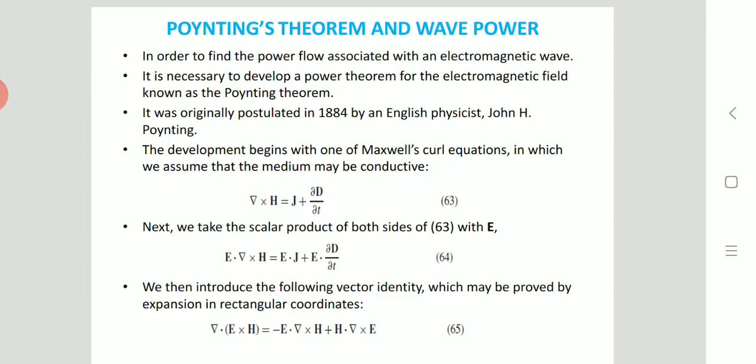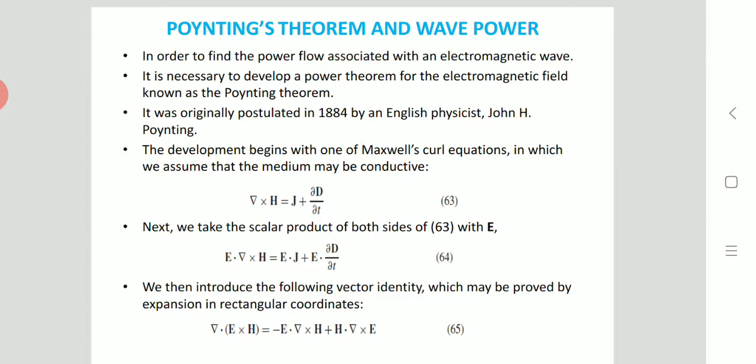It was originally postulated in 1884 by the English physicist John H. Poynting. The development begins with one of the Maxwell curl equations, in which we assume the medium may be conductive. Before going to that, I want to tell you the Poynting vector can also be expressed as vector P equal to vector E cross vector H. That is nothing but the Poynting vector. He stated that the cross product of E and H is the Poynting vector. So now let us go through this theorem.